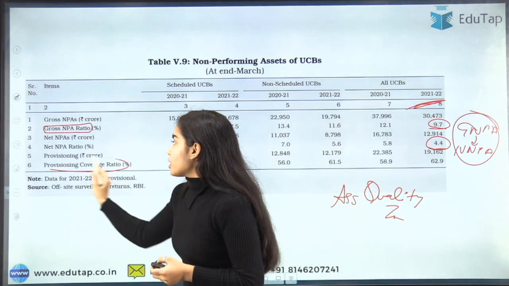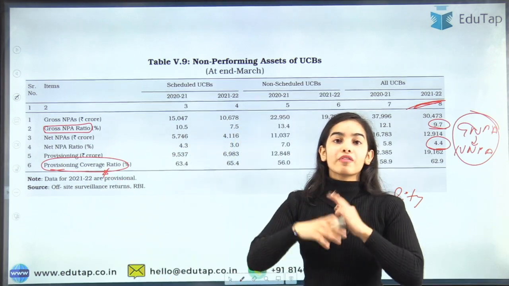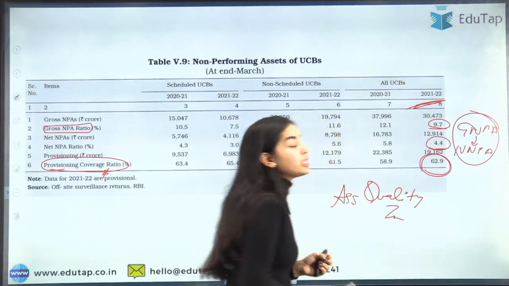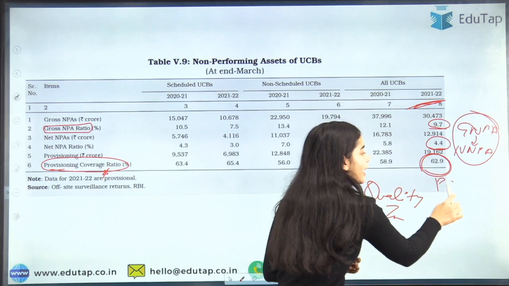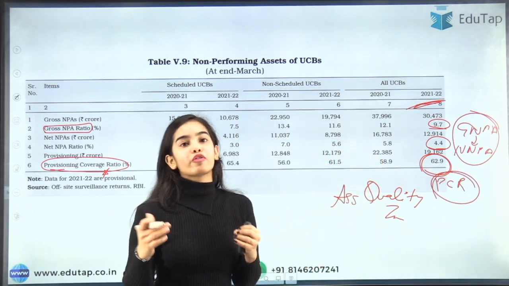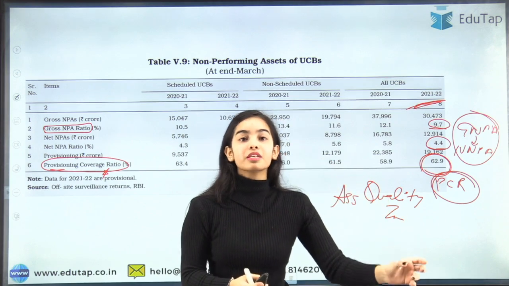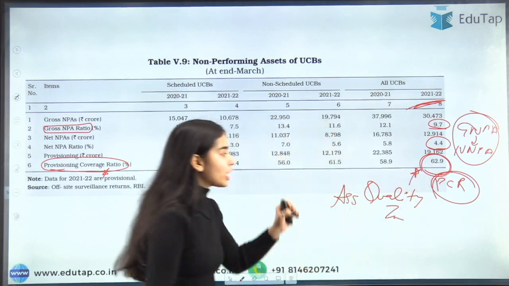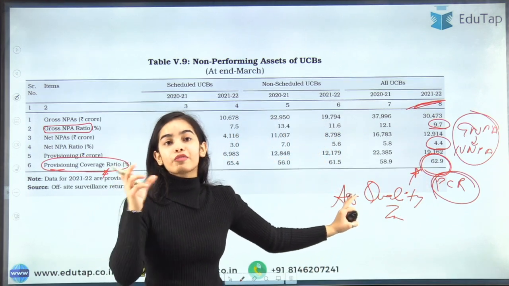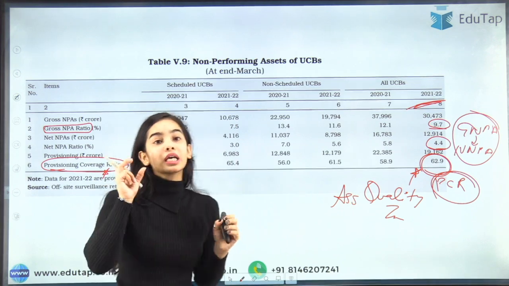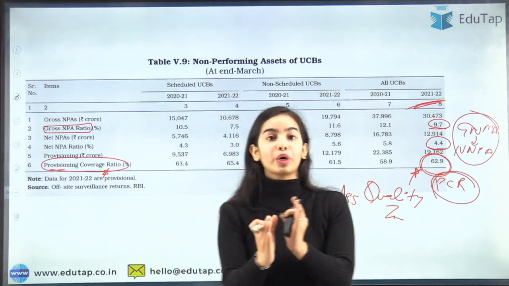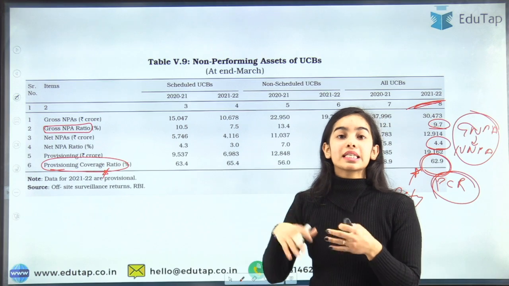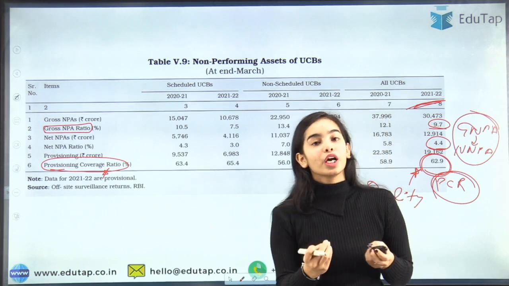As well as that, the provisioning coverage ratio, that is, to cover the gross non-performing assets that are happening, they were maintaining a higher provision coverage ratio. So they were maintaining a higher PCR to cover their gross non-performing assets. They were keeping higher provisions with themselves so they can cover the gross non-performing assets. So this was also higher. The asset quality was better in the financial year 2021-22, and the provisioning coverage ratio was also higher. So this shows the strength and resilience of the urban cooperative banks, and the CRAR was also higher in the financial year 2021-22.